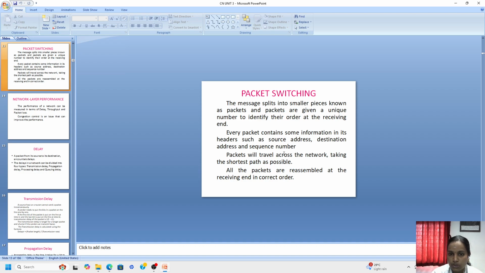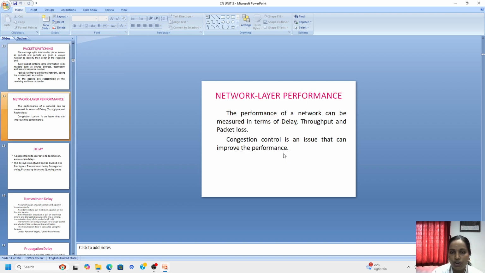Next is packet switching. In packet switching, the message is split into small pieces, and the data is transmitted in the form of packets. Each packet has the source address, the destination address, and a unique sequence number. The packets travel across the network taking the shortest path. All the packets are reassembled in order at the receiving end.